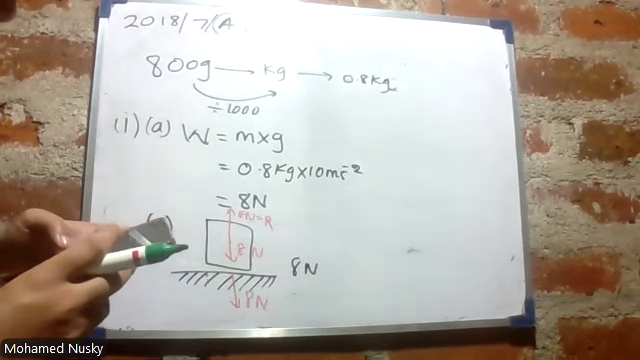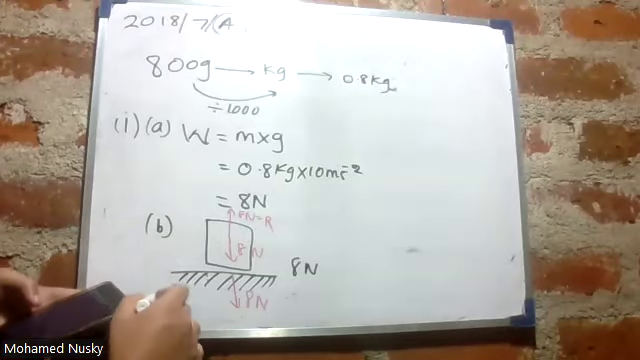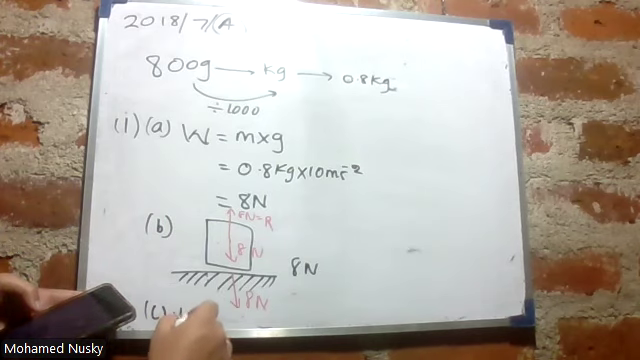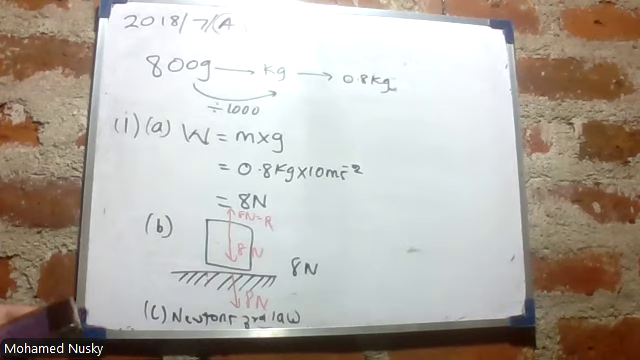Name the Newton's law of motion that is relevant to the phenomena by which the answer for A was obtained. That is Newton's third law.